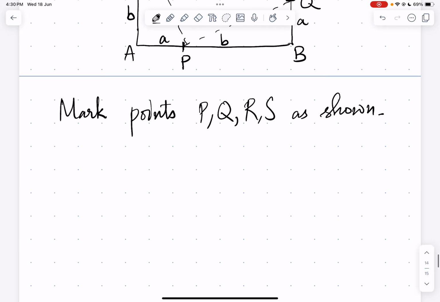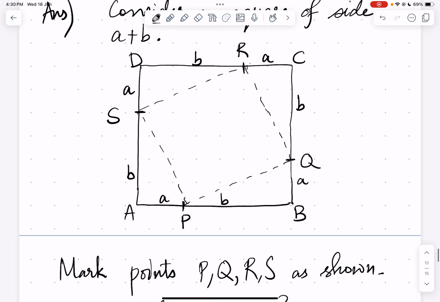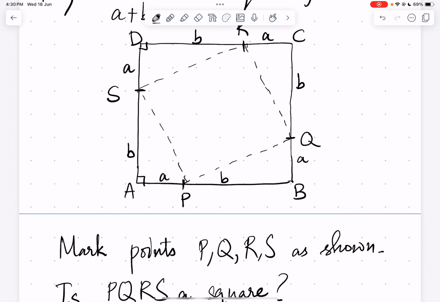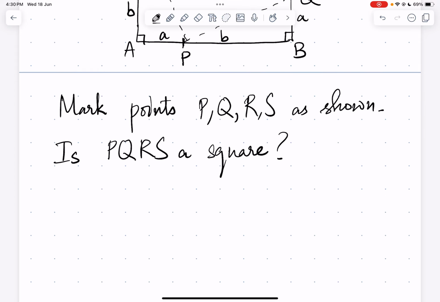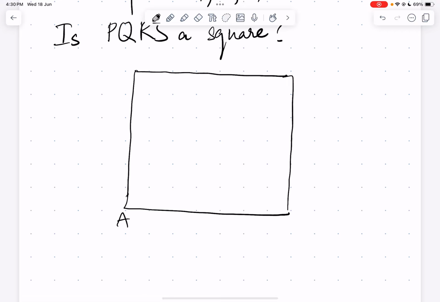So we can ask, is PQRS a square? Right? So we can ask that. So in the diagram, the outer object is anyways a square, and then you have points marked as shown.